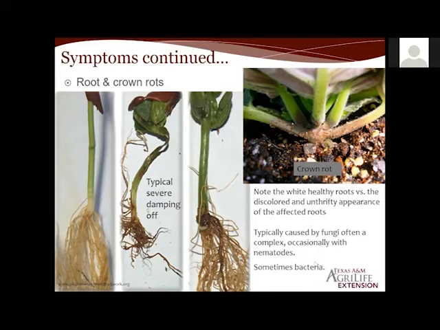Typically, this will be caused by a fungal complex, so multiple species of fungus, occasionally paired with nematodes, and occasionally bacteria, but more often than not, it's at least 1, if not 2, fungal organisms.